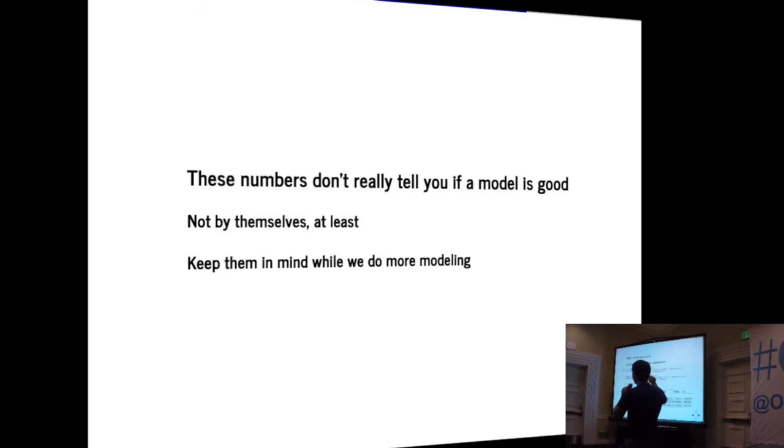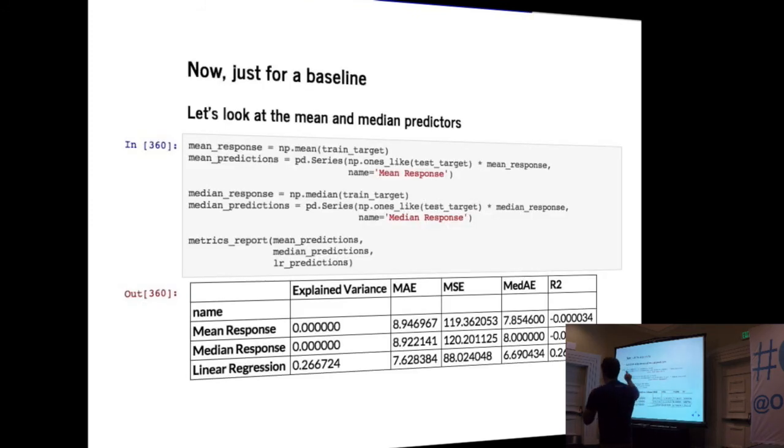We took the mean response and the median response of the target of the training data, again, not the test data, the training data, and used that as a predictor. You can see we've made this report, and the explained variance for the mean response is 0. We're not predicting anything besides the mean. However, for the linear regression, we've picked up roughly 30% of the variance, which is not bad. That's pretty good. But let's see if we can explain a little bit more with some more complex models.